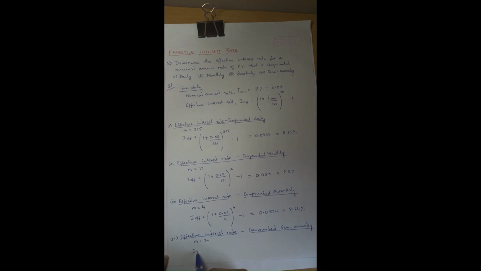Therefore, I effective is equal to (1 plus 0.08 divided by 2) to the power of 2, minus 1. If you solve this, you are going to get the effective interest rate equal to 0.0816. This is in decimals. Again, if I convert it into percentage, it is 8.16%. So how do you convert the decimal into percentage? You just have to multiply it by 100. You are going to get it in terms of percentage.